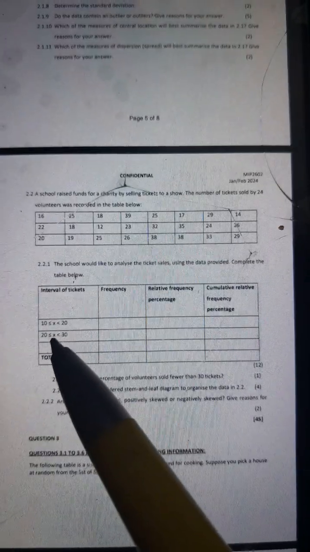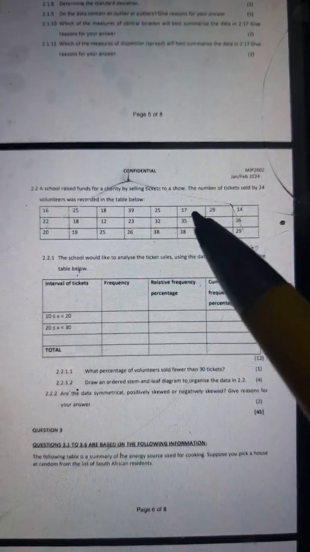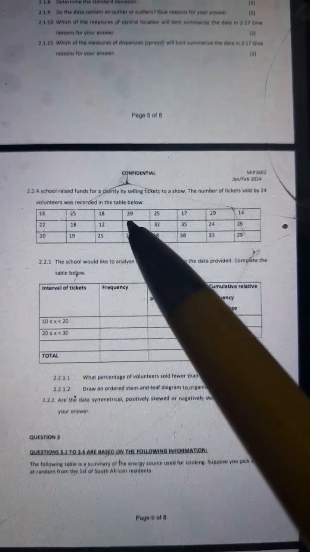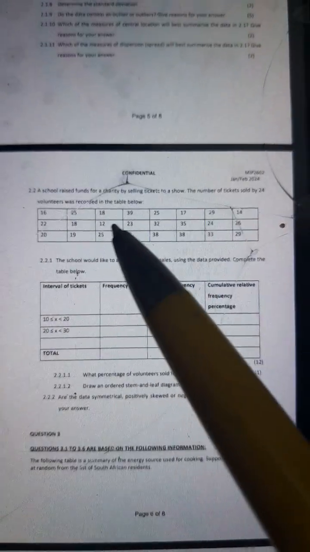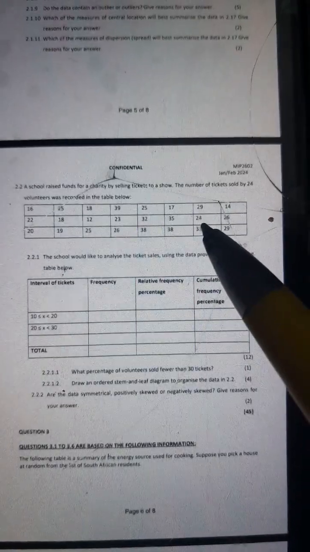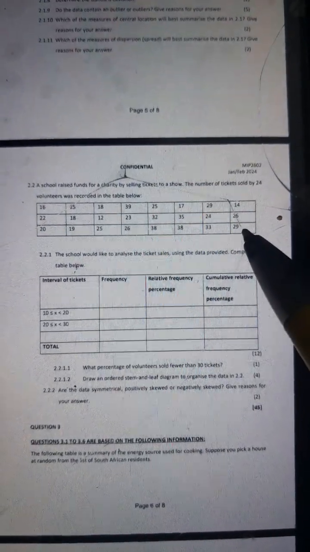Then let's go to the range from 20 to 30. How many are they? Let's calculate. We have 1, 2, 3, 4, 5, 6, 7, 8, 9, 10, then 11. So meaning that here it's going to be 11.